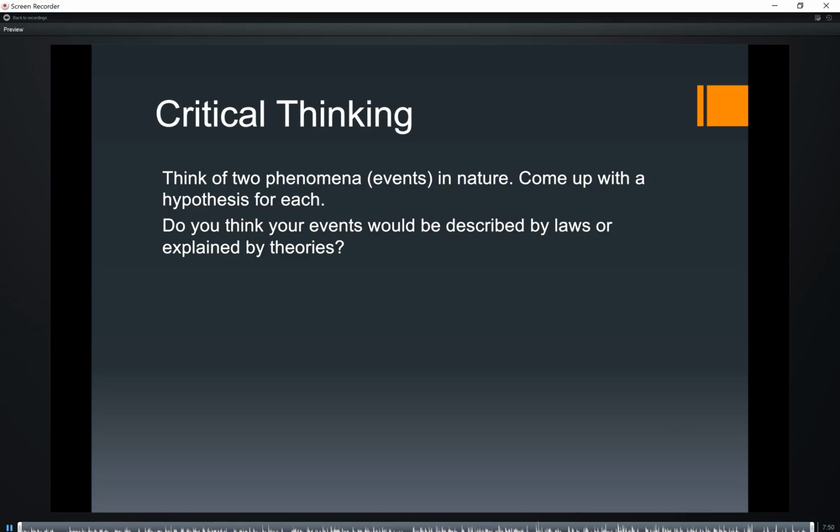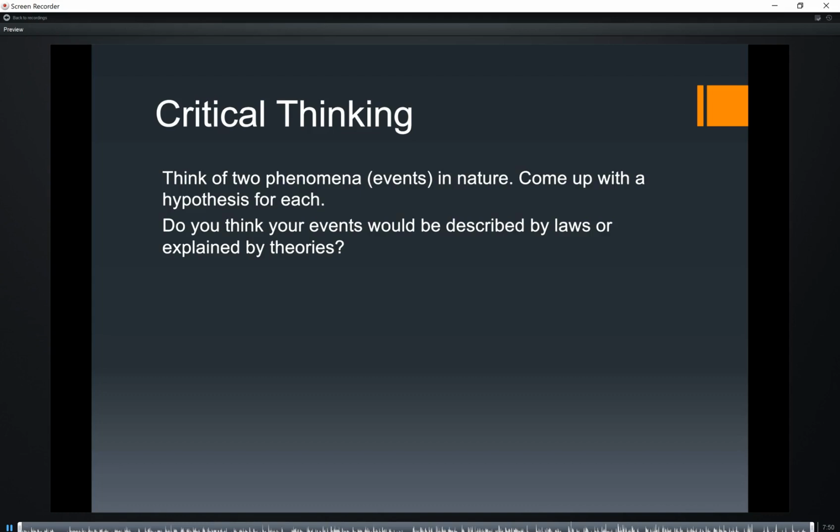So now I want you to think, what are 2 phenomena or events in nature, and think about a hypothesis for both of them. And do you think your events would be described by laws or explained by theories?